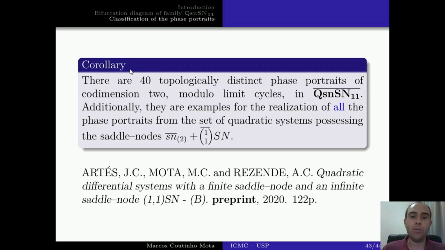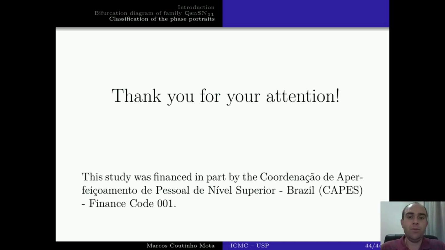There are 40 topologically distinct phase portraits of codimension 2 modulo limit cycles in this closure. Additionally, they are examples for the realization of all the phase portraits from the set of quadratic systems possessing these two saddle nodes, as I explained before. This study is done in this preprint here. Okay, so that's it.